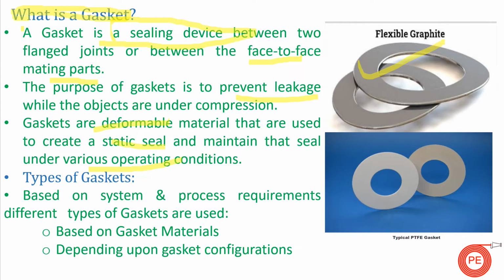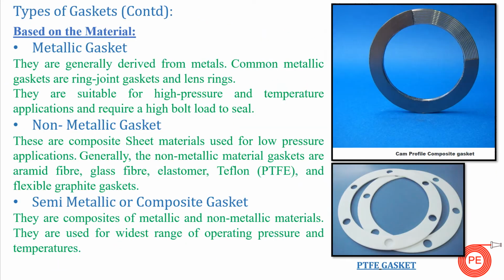So depending upon the types or depending upon the operations in the industry, we have different types of gaskets. Based upon the materials, we have one type of gasket and another type is depending upon the gasket configurations. Both of these types of gaskets are selected depending upon the requirement of process and upon the pressure and temperature in the system. So let's move ahead.